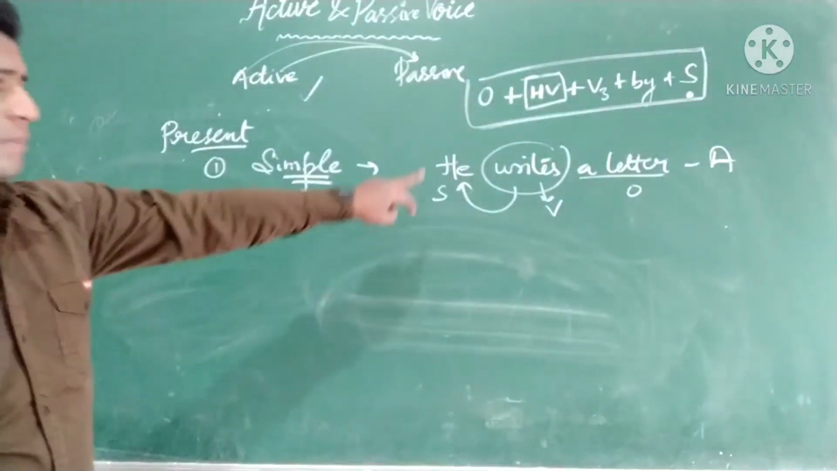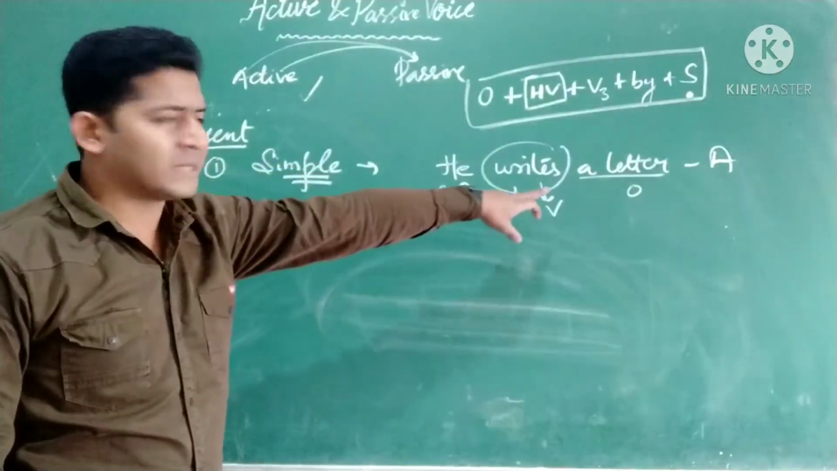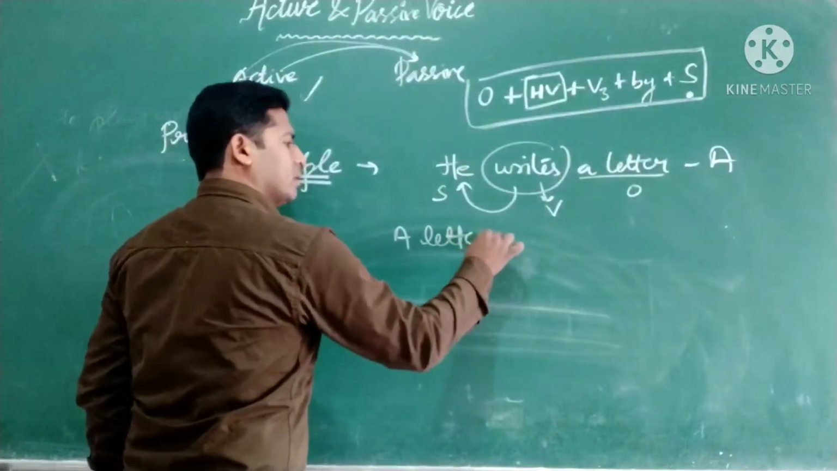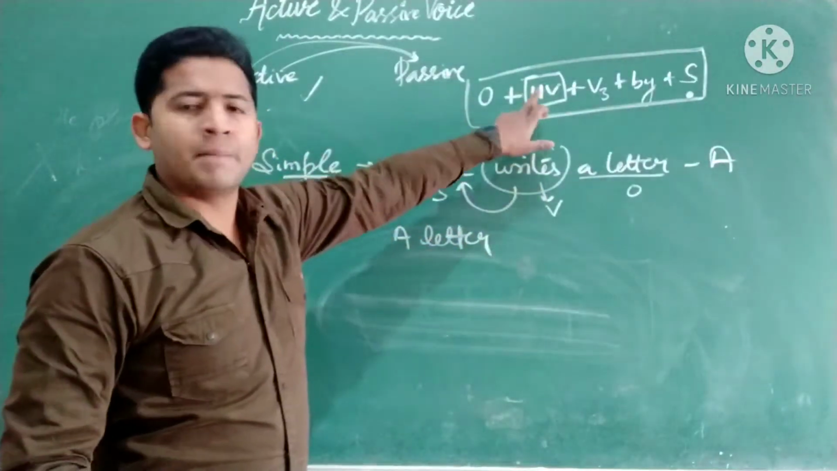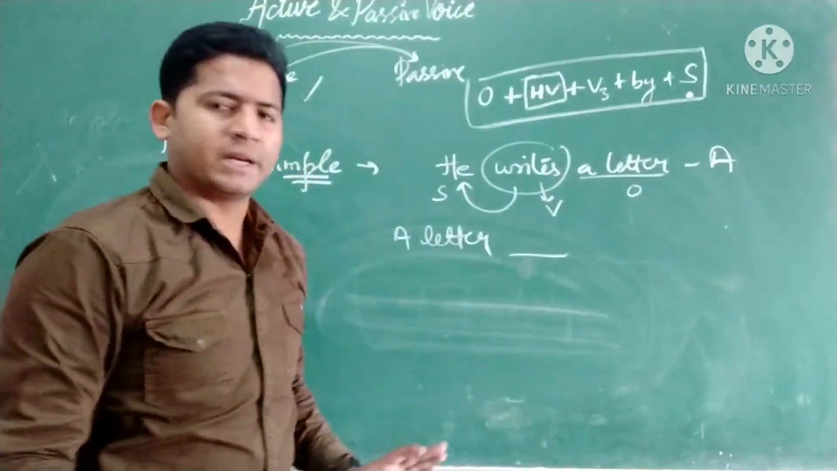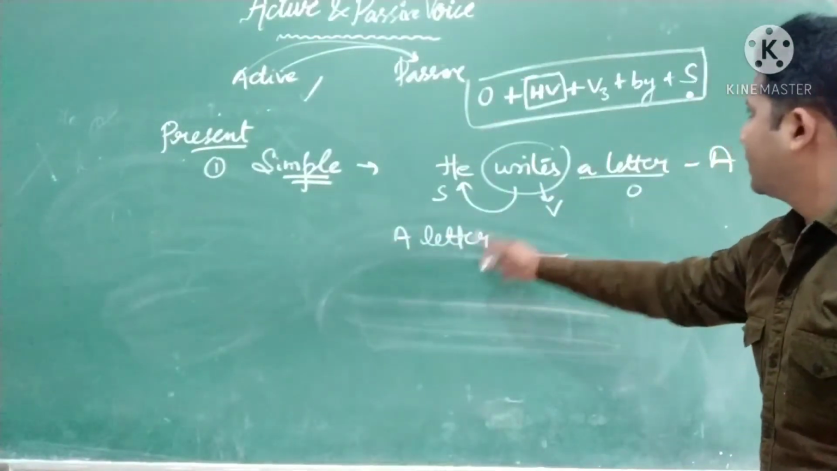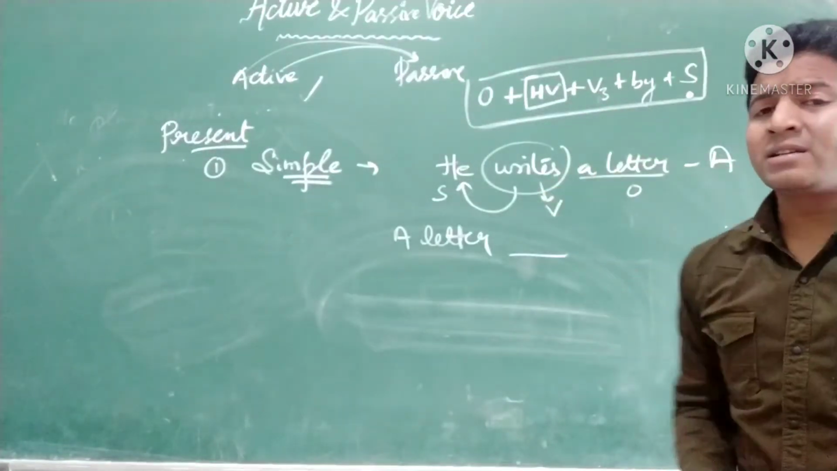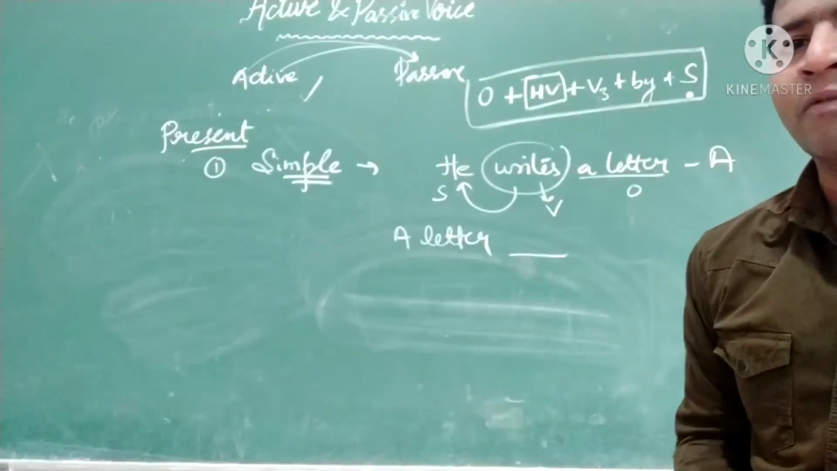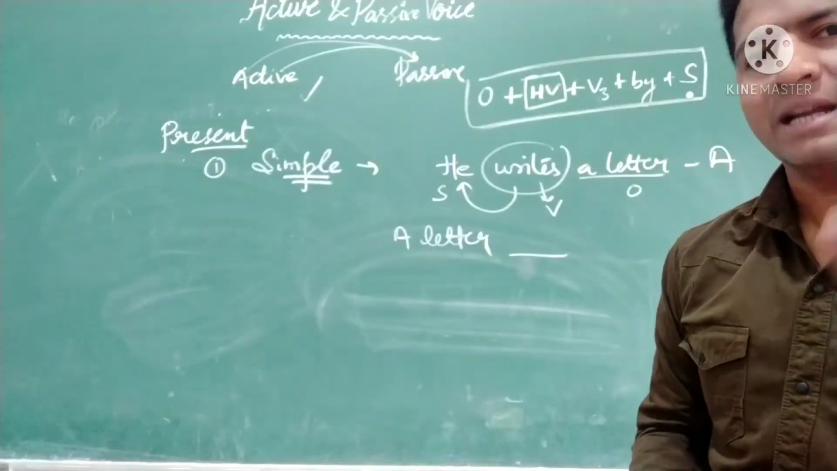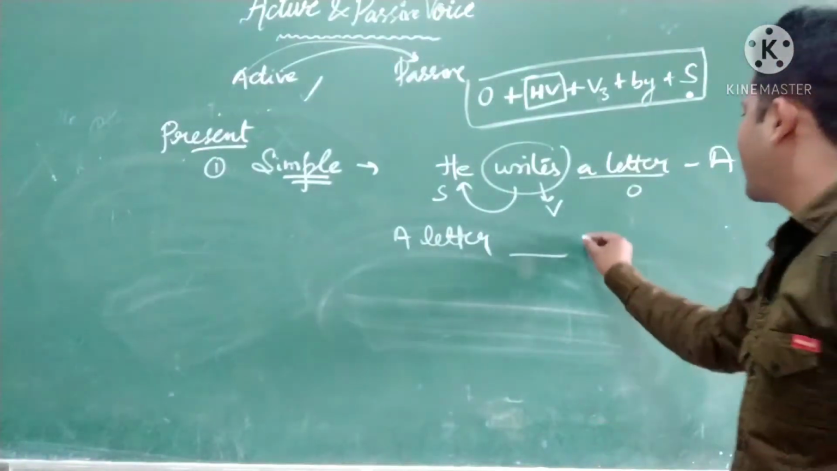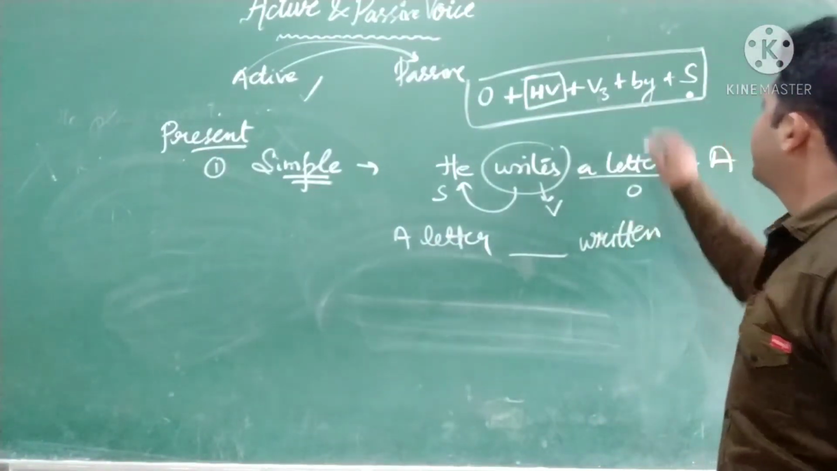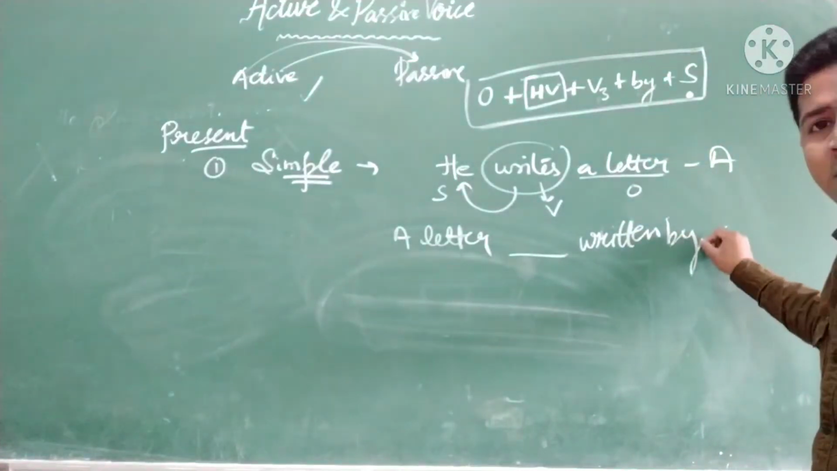So the first step, object should come here. So what is object here? A letter. We have to write a letter. Okay, then comes helping verb, leave a space for helping verb, I'll explain it. Then comes verb third form. What is the verb here? Write. Write is the verb. If you think of the third form of the verb, write, wrote, written. Written is the third form of verb, so you write written. Then comes by, and then subject.